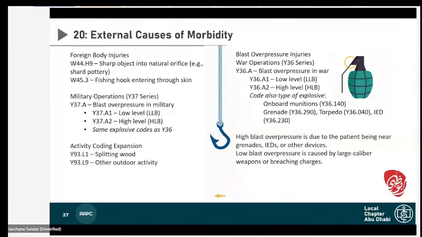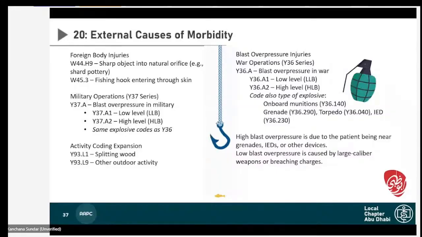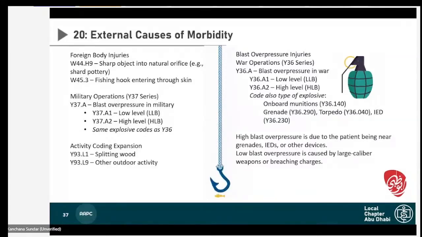External cause is every time interesting to code. You see a lot of activity and intent happening there. So fishing hook is a new inclusion and sharp objects is a new inclusion. And military operations, a blast overpressure in military, there is a new inclusion in the Y37 series. And a similar one is seen in Y36 also. And before that, activity coding expansion, two activities are being included. That is splitting wood and outdoor activity. There is an other specified outdoor activity code which has been included.